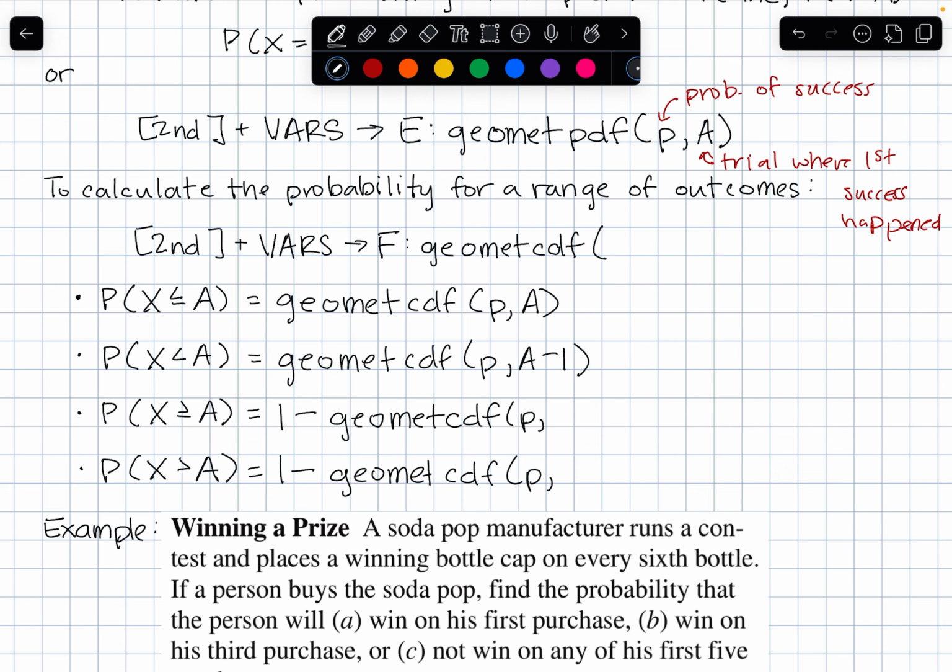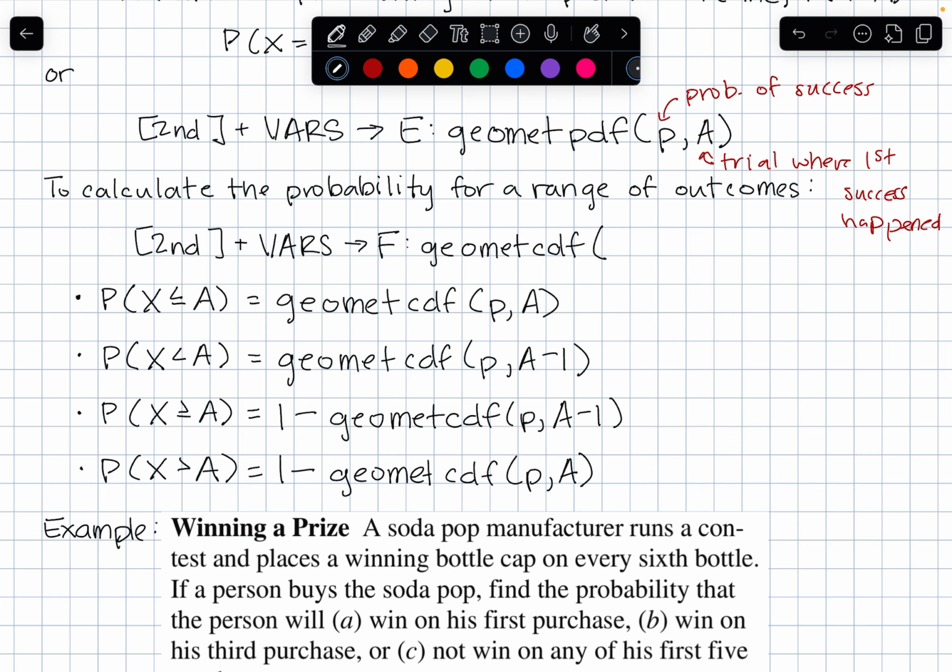For x is greater than or equal to a, if a is included with the greater than, it should not be included with the less than. So we start with a minus 1 here. For x is greater than a, if it's not included with the greater than, it does need to be included with the less than. And that pattern's exactly what we saw with binomials. And remember, for homework and tests, you're allowed to use your notes, so you don't have to have this memorized.